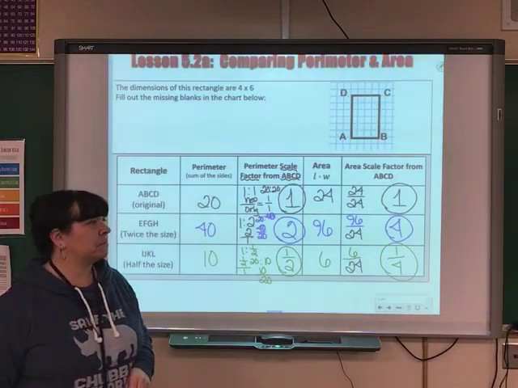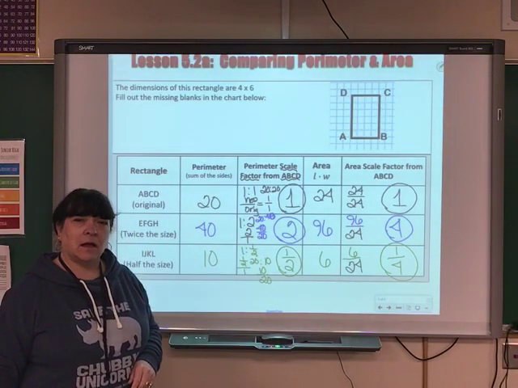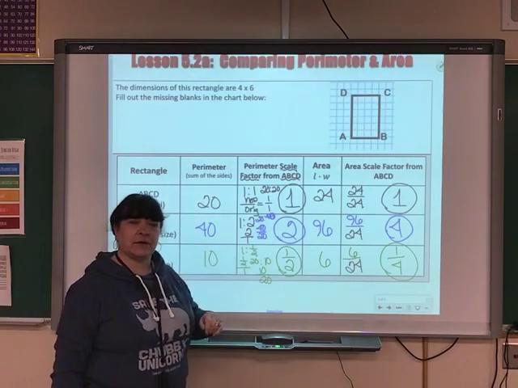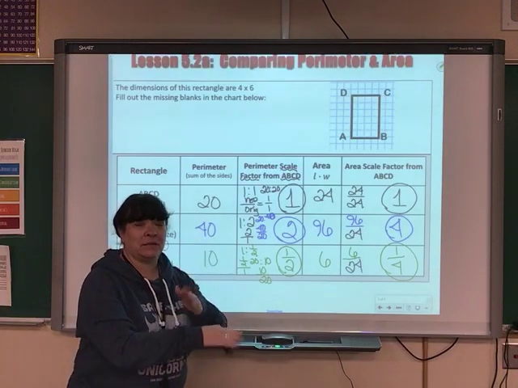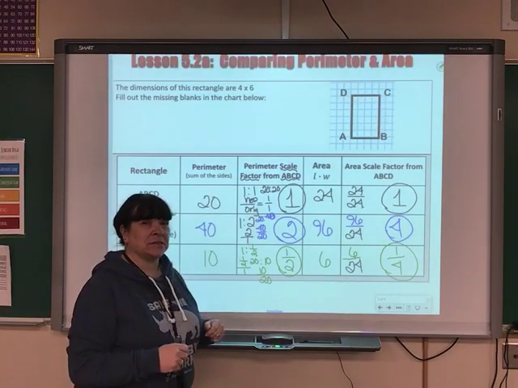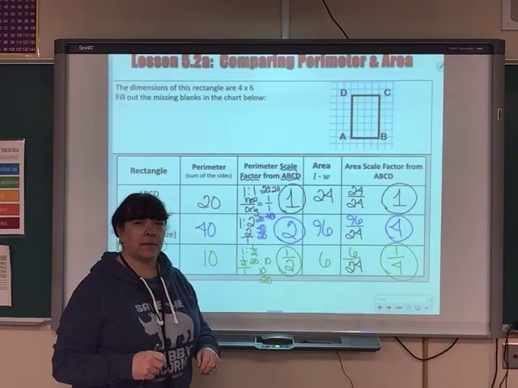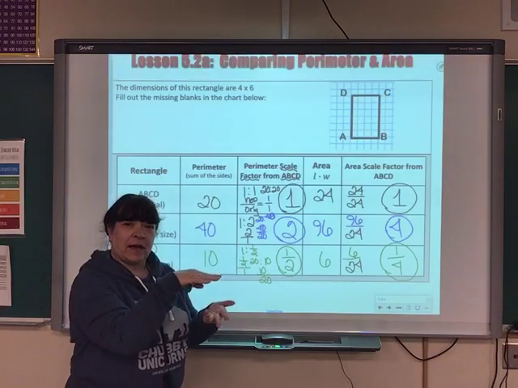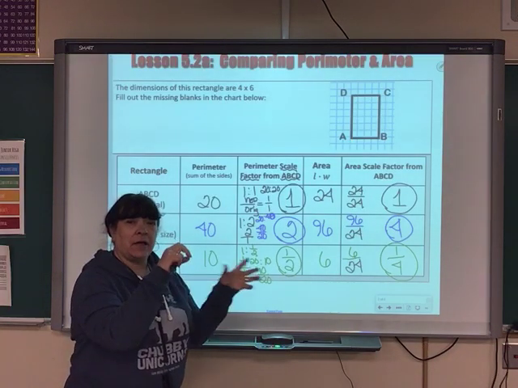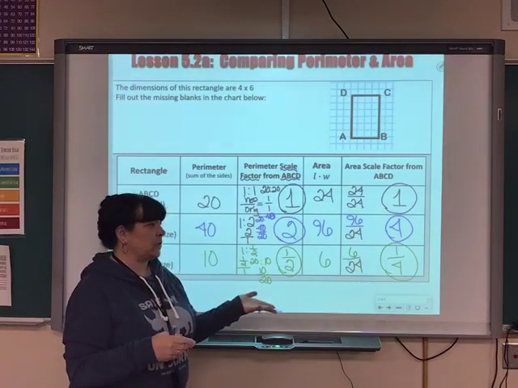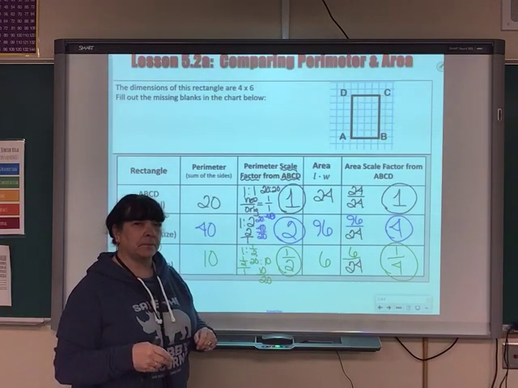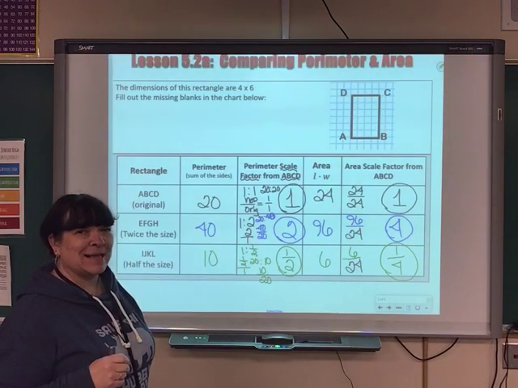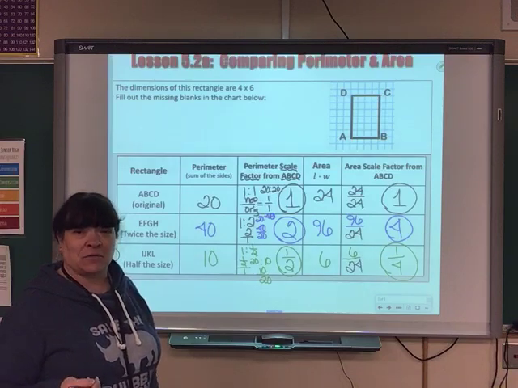Let's think about that one. What went on? Could it be because the area is affected by both the length and the width, that doubling both directions actually is like multiplying by 4, and cutting each direction in half is like taking half and half? Oh, 1/2 times 1/2 is 1/4. They're squaring. If you can remember what squaring means, it means multiplying a value by itself.